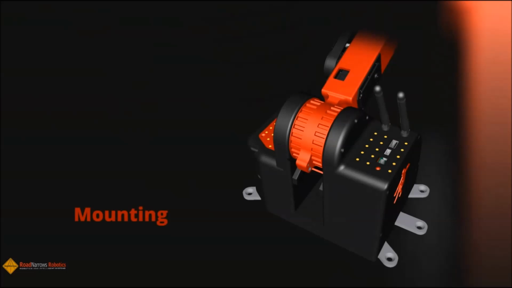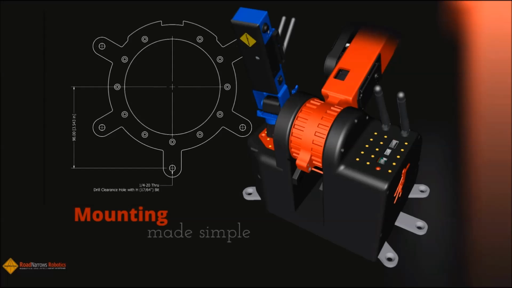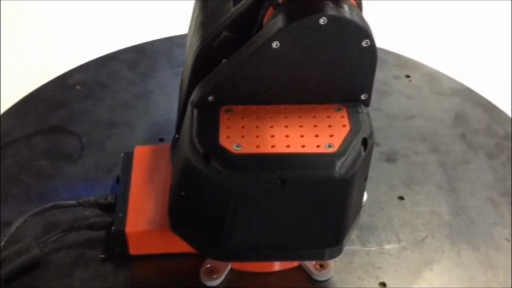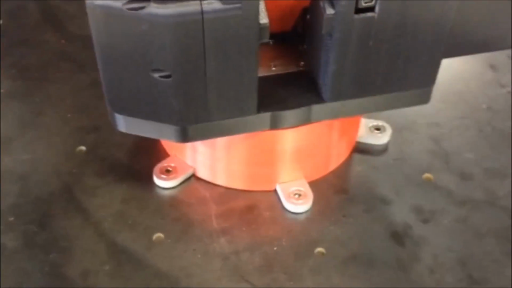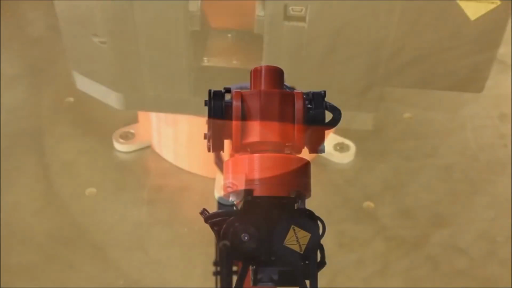Along with the mounting options at the end effector, additional mounting points are located throughout the arm, including an equipment deck at the base for attaching peripheral components and sensors. A simple mounting pattern makes Hekateros easy to mount to any surface.